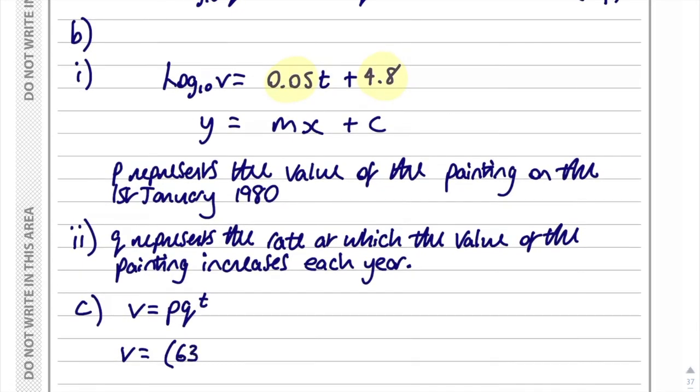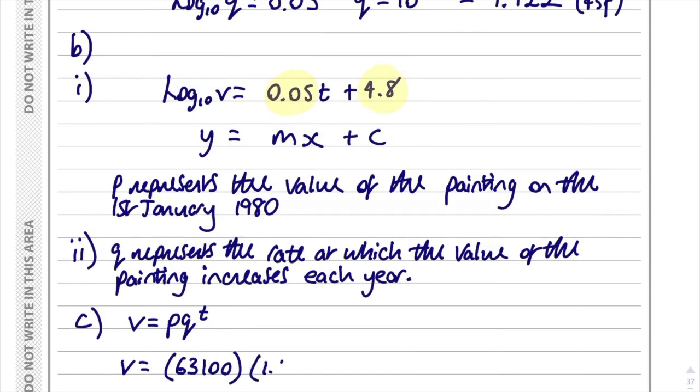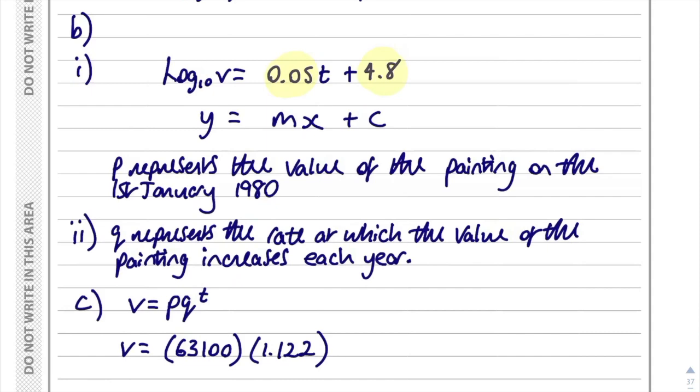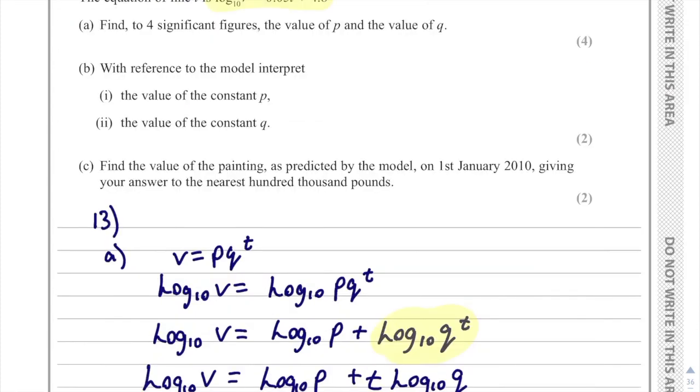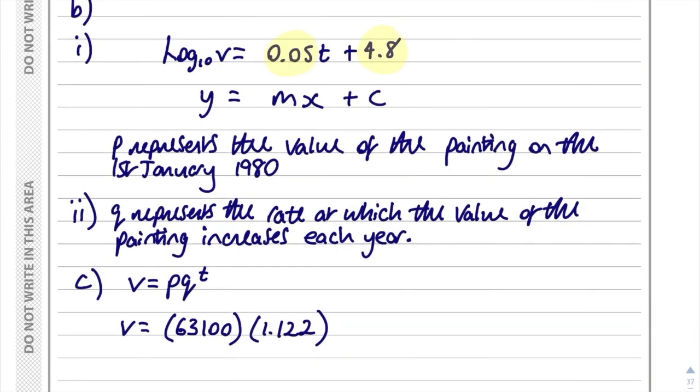p is 63,100 and q is 1.122. Now t represents time, the number of years that have gone past in which we value the painting at a particular point. So if we need to value the painting on the 1st of January 2010 and it was first valued on the 1st of January 1980, that means 30 years have passed. So t is going to equal 30. So I can raise this to the power of 30. Now, if I evaluate this using my calculator, I get £1,994,412 and 865p.